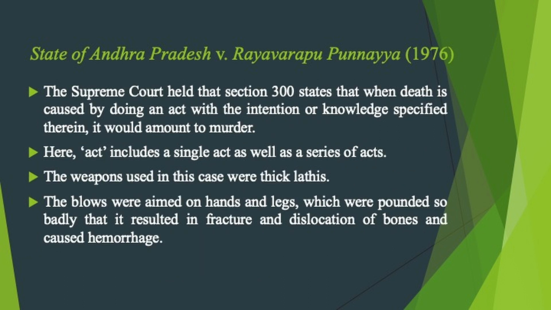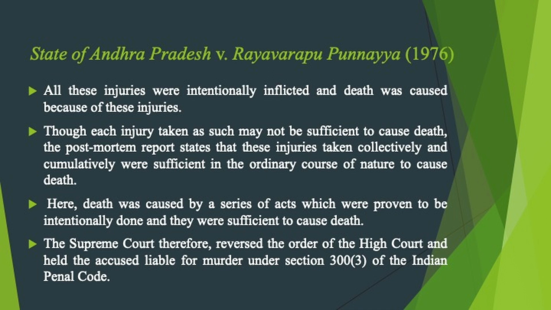The Supreme Court held that Section 300 states that when death is caused by doing an act with the intention or knowledge specified therein, it would amount to murder. Here, act includes a single act as well as a series of acts. The weapons used in this case were thick lathis. The blows were aimed on hands and legs, which were pounded so badly that it resulted in fracture and dislocation of bones and caused hemorrhage. All these injuries were intentionally inflicted and death was caused because of these injuries.